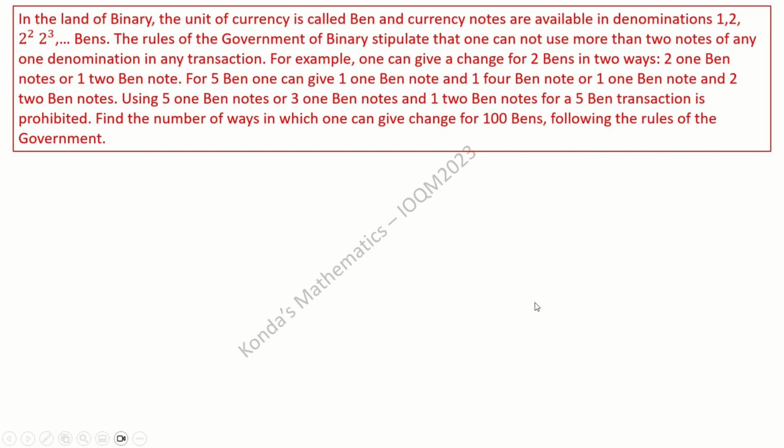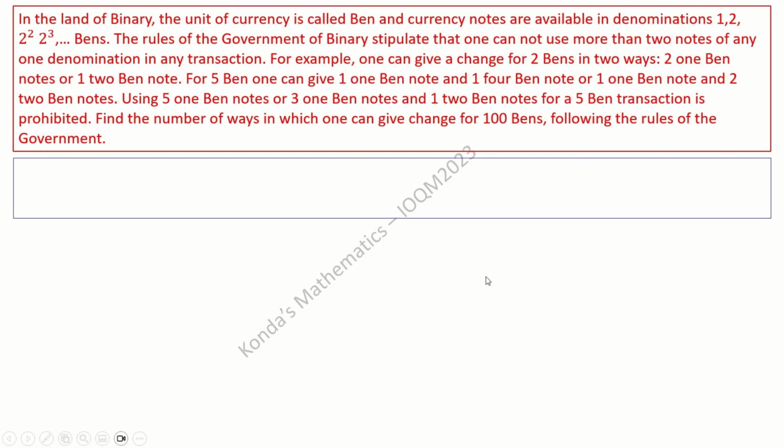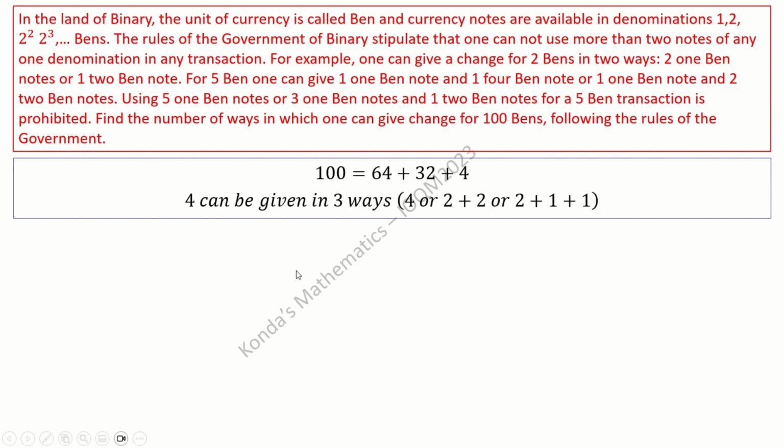Okay. Compared to other questions, this is easy still, though you need to understand a lot actually, and it is just a counting problem. Okay. 100 can be written as 64 plus 32 plus 4 in binary notation. Okay. Now, 4 can be given in three ways.